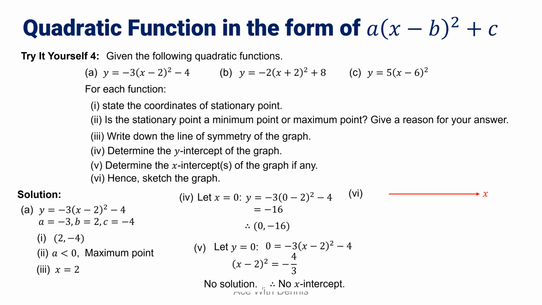Alright, now we can start to sketch the graph. We start with the x-axis. Since there is no x-intercept and it is a surface, then the graph will be below the x-axis. This is the maximum point with the coordinates of (2, -4). This is the y-axis with the y-intercept coordinates of (0, -16). This will be the line of symmetry with the equation of x equals 2. And lastly, label the graph. This is the graph of y equals -3(x - 2)² - 4.